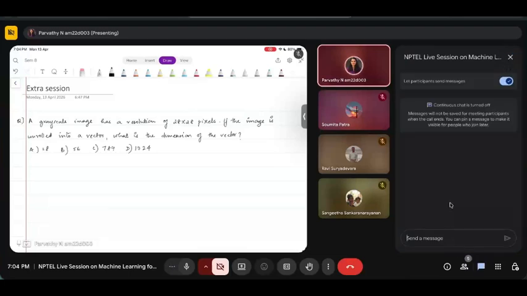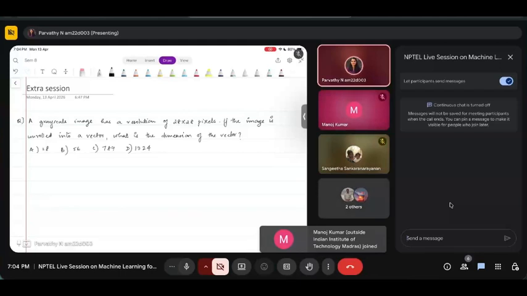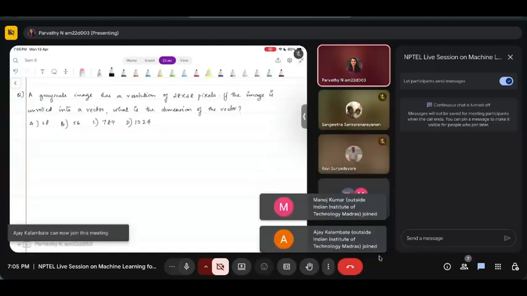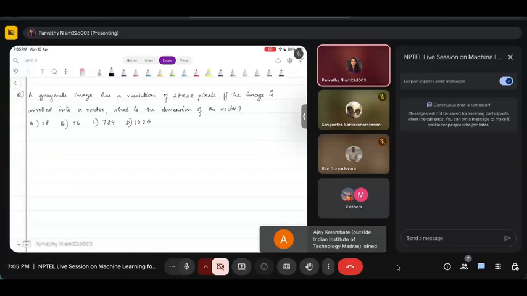A grayscale image has a resolution of 28 by 28 pixels. If the image is unrolled into a vector, what is the dimension of that vector? 28, 56, 784, 1024. You can post your answers in the chat.